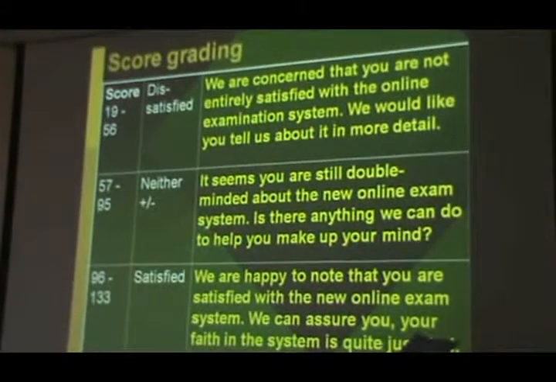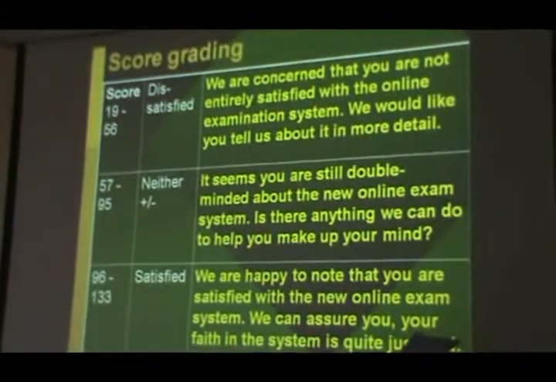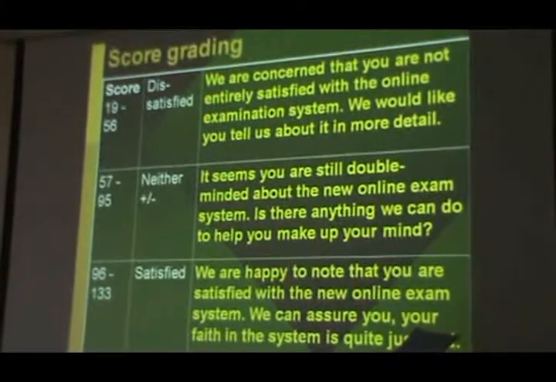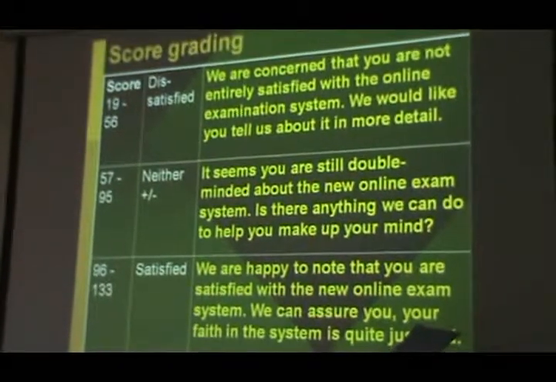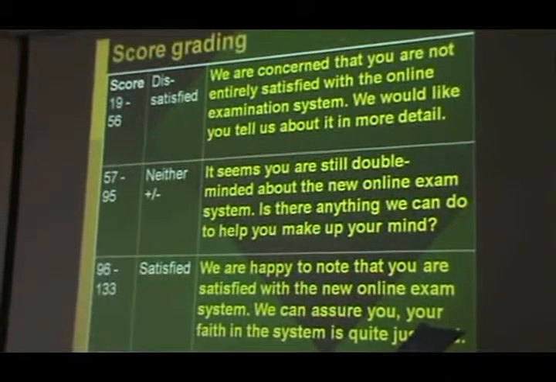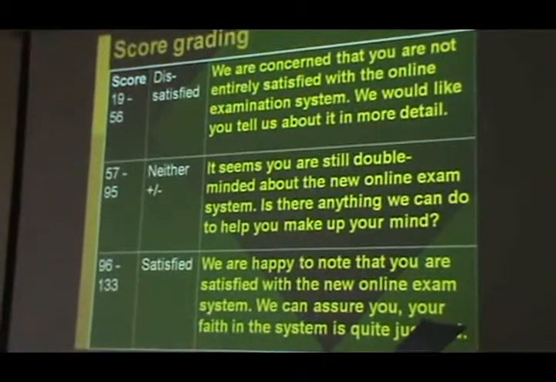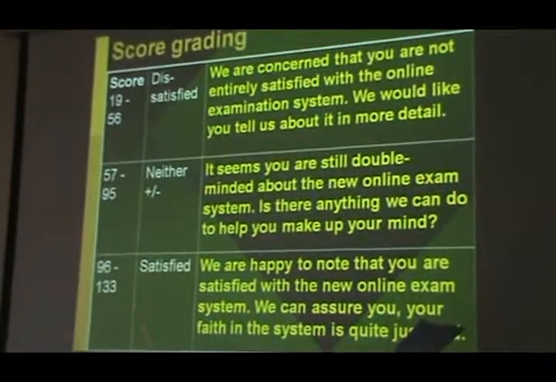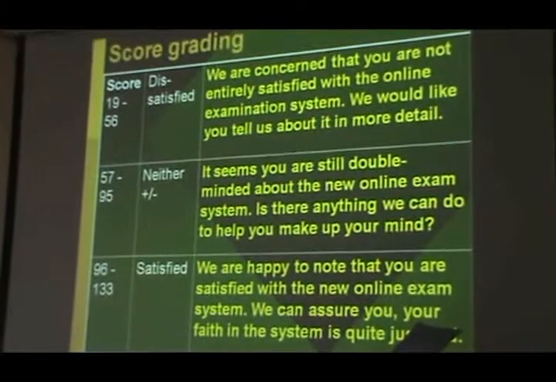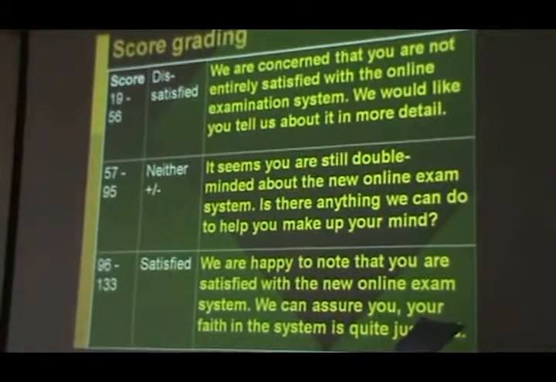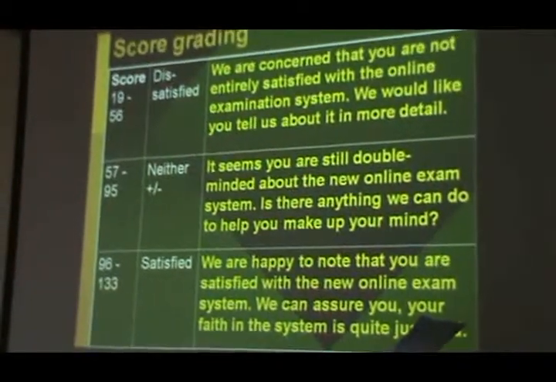The minimum score that a particular student could get, if he or she had marked 1 for each, would have been 19. And the maximum score that a student could have got was 7 for each, multiplied by 19, which is 133. So we took the lowest limit and the upper limit and broke it up into 3 ranges. Very simple. We didn't want to make it very complicated.